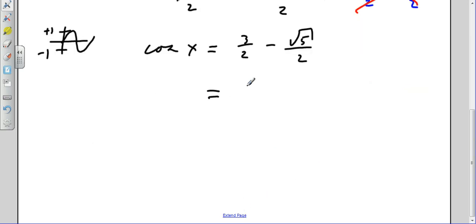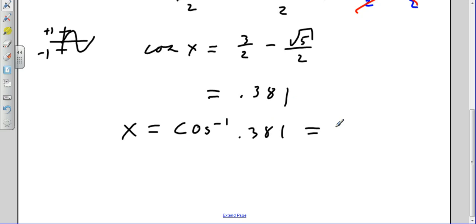Okay, and we say, well, that's fine. 3 divided by 2 minus the square root of 5 divided by 2 equals, and we come up with 0.381, and we say, well, x is going to be the arc cosine of 0.381, and we end up with 67.5 degrees.